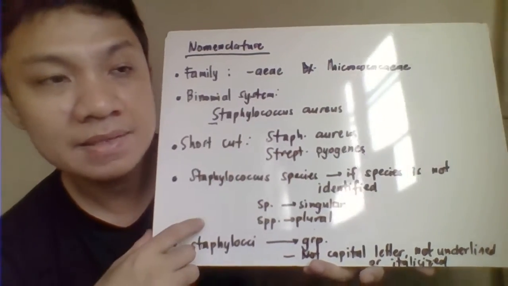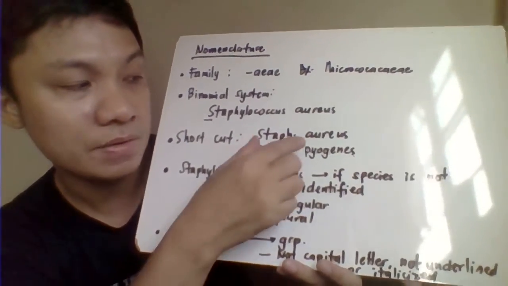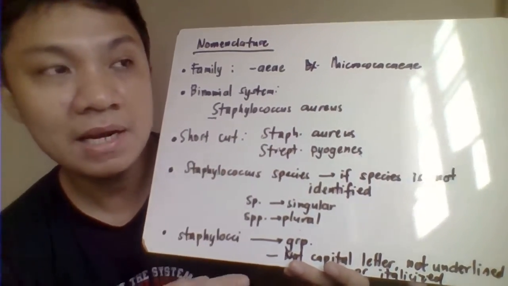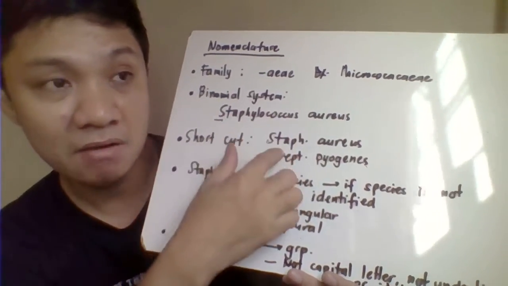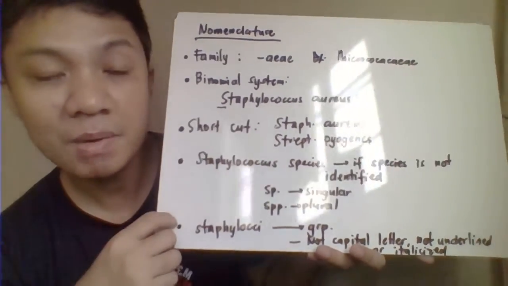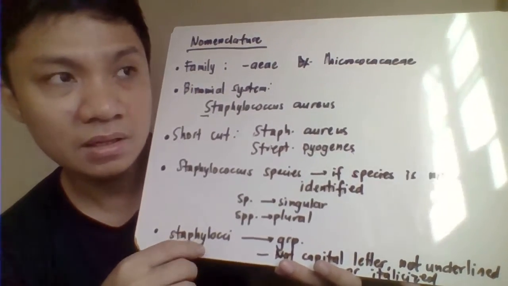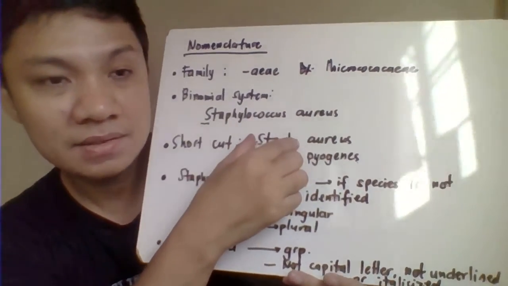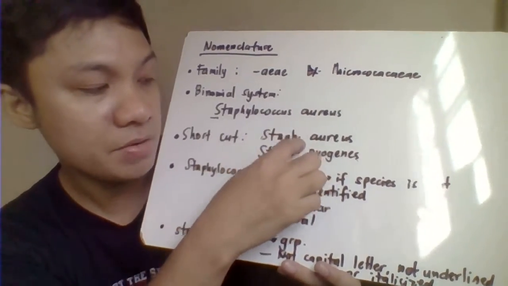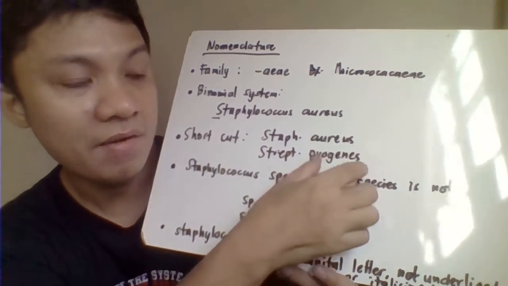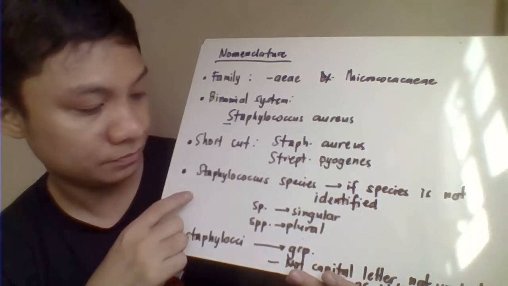But there are bacteria that have the same first letter of their genus, like staph and strep. We cannot write S. aureus because it could be strep or staph. So for bacteria which have the same first letter of their genus, you need to write the shortcut differently. For example, for Staphylococcus, you write Staph. with a period, or Strep., followed by the whole species name.